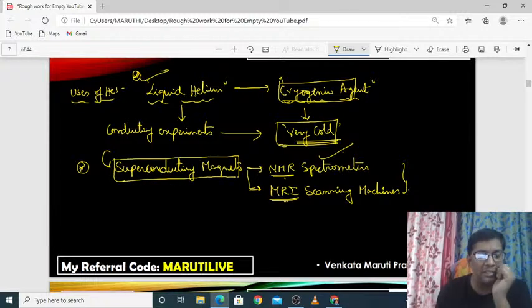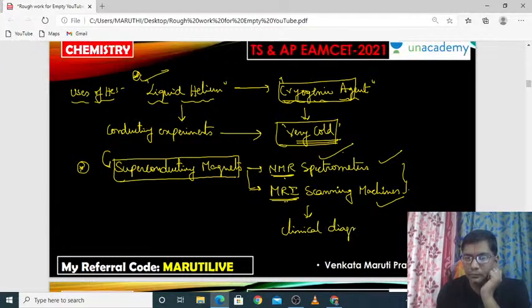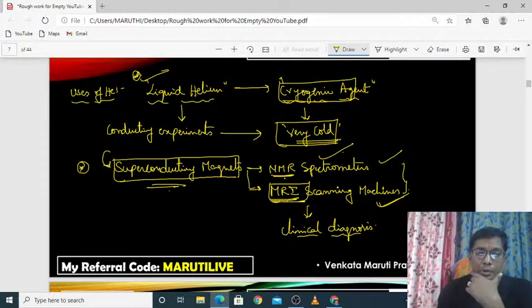Helium is used to produce and sustain powerful superconducting magnets, which form an essential part of modern NMR spectrophotometers and MRI scanning machines for clinical diagnosis. This MRI scanning is for clinical diagnosis, right? So for clinical diagnosis, we use these MRI scanning machines, which contain superconducting magnets produced with the help of helium gas.